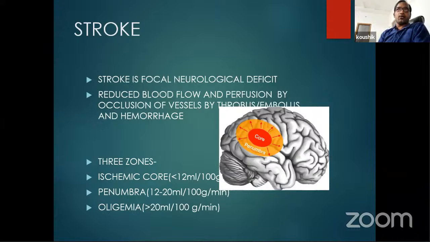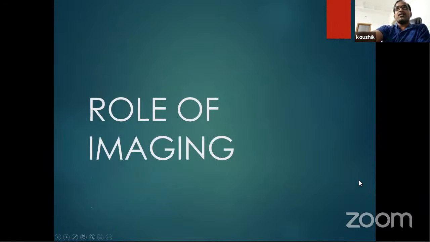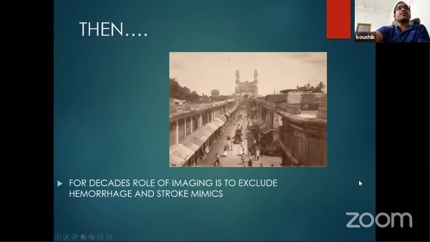And then we have the penumbra, which is the salvageable part of the infarct, where if we intervene in the correct time, we can save that area. Then the other part is the oligemia, where there is just decreased blood supply. If you see here in the image, this is the ischemic core followed by the penumbra, and the surrounding brain is the oligemic area. So what is the role of imaging in stroke?